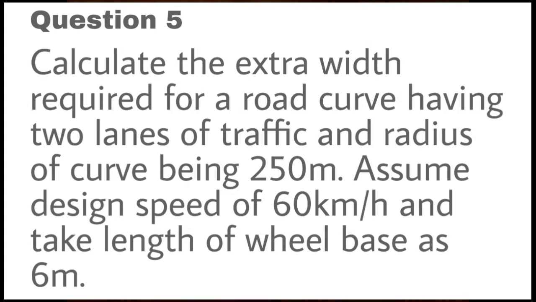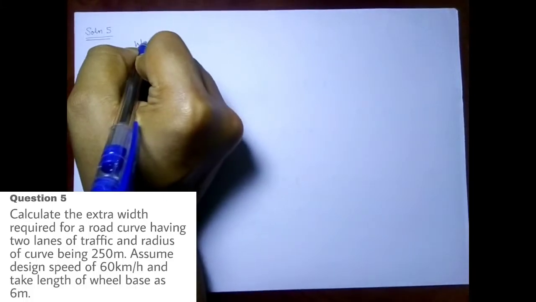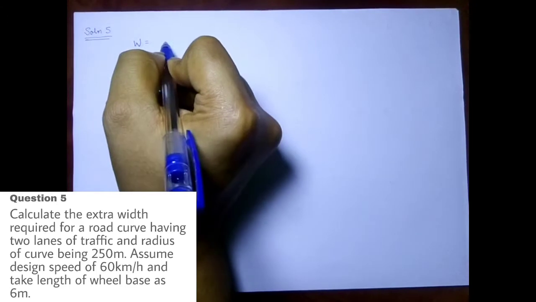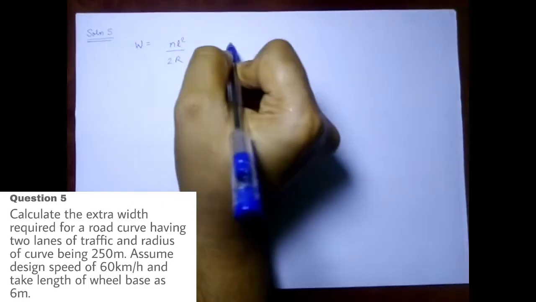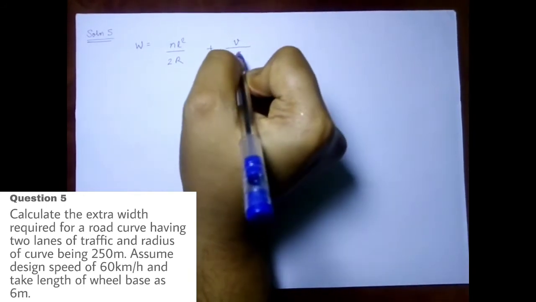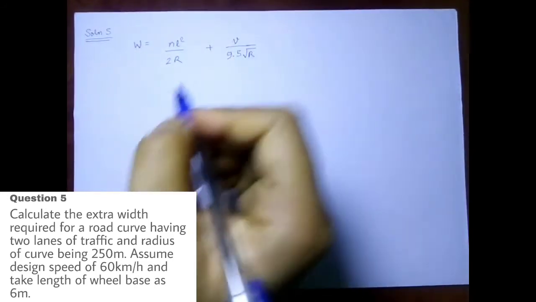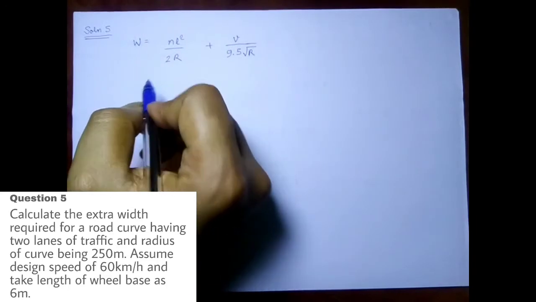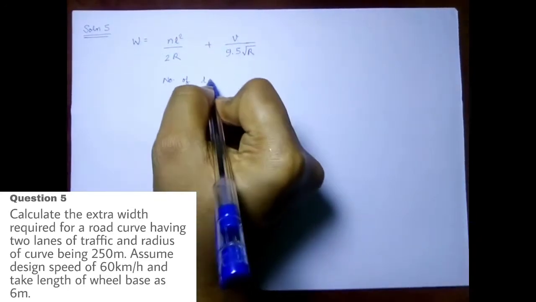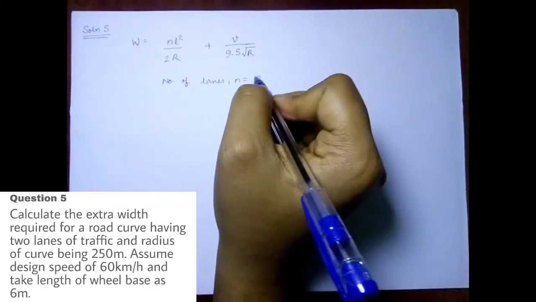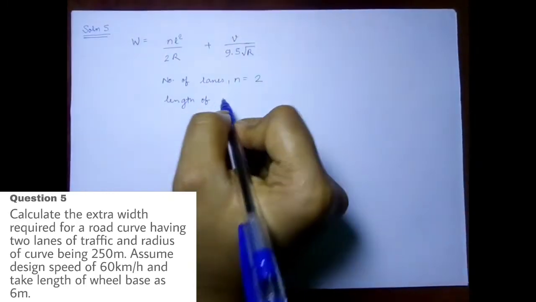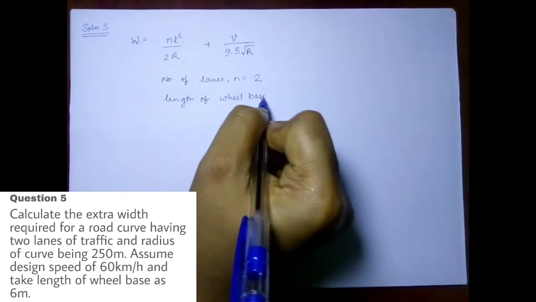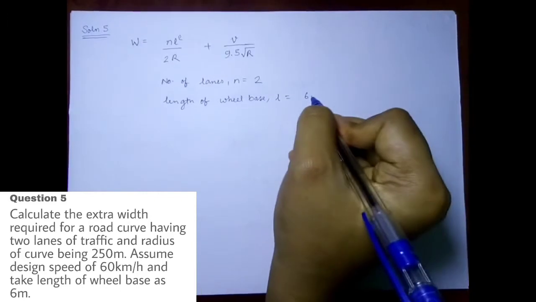And so we can easily get the extra widening for a two-lane road, and we know the formula for extra widening is W, or you can say EW, equal to n l square upon 2R plus V upon 9.5 square root of R. So what we are given is number of lanes n equal to 2, length of wheelbase l equal to 6 meters.